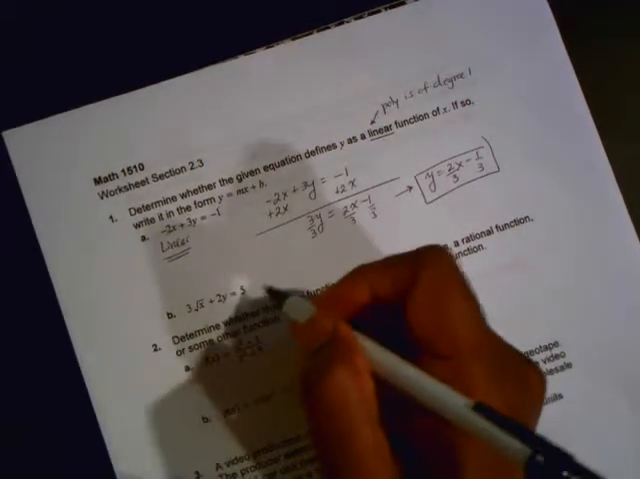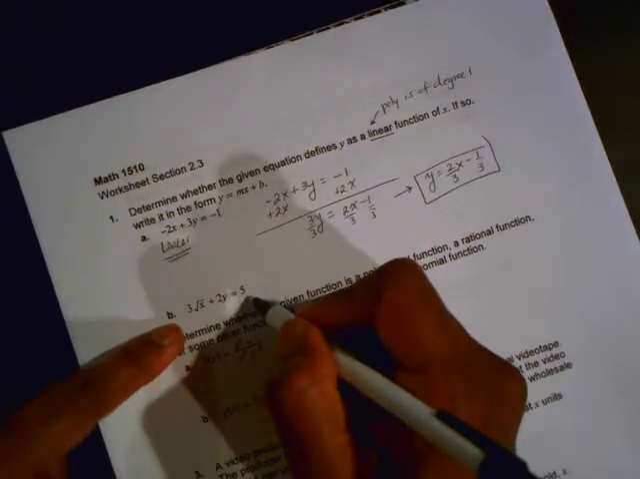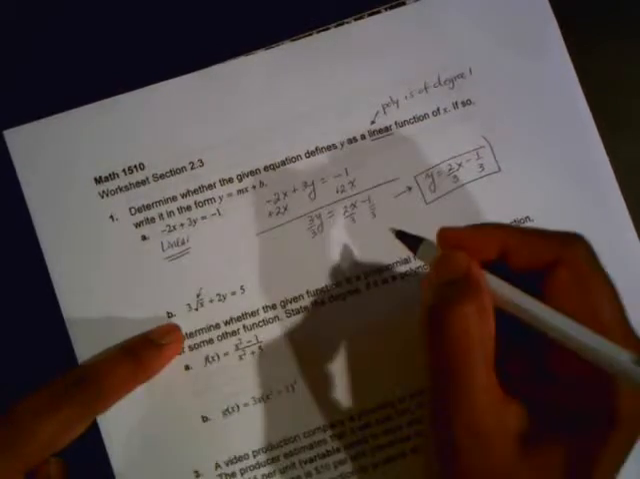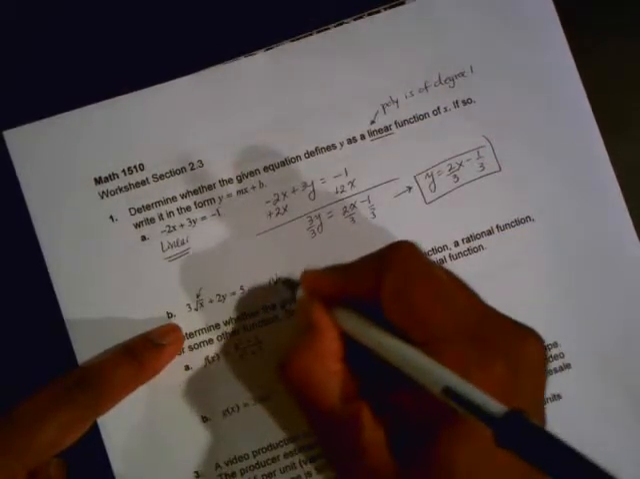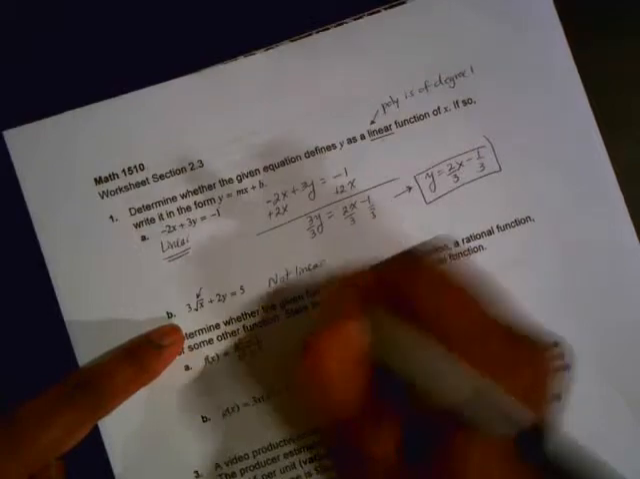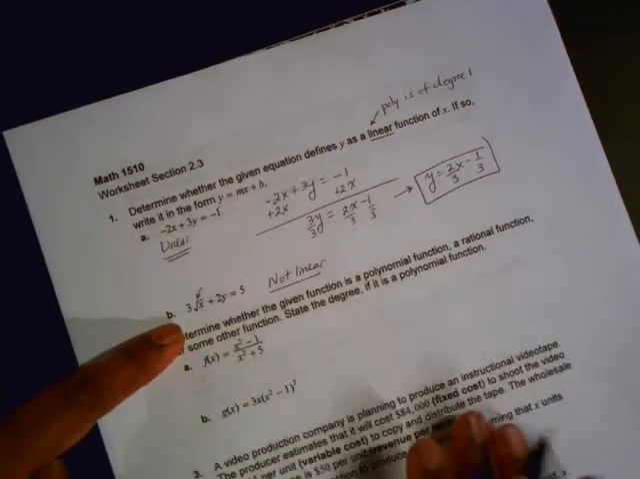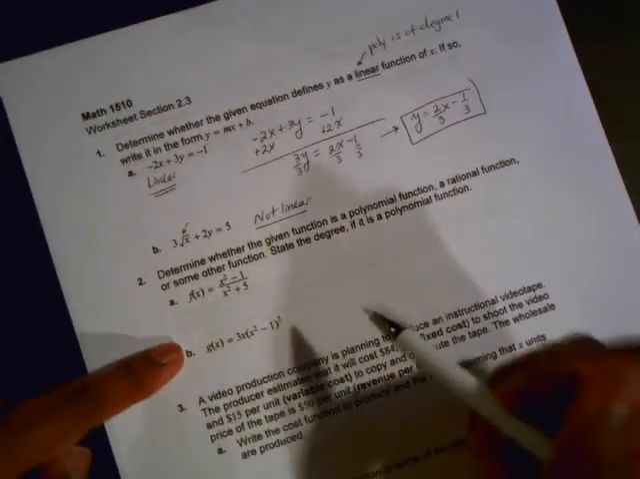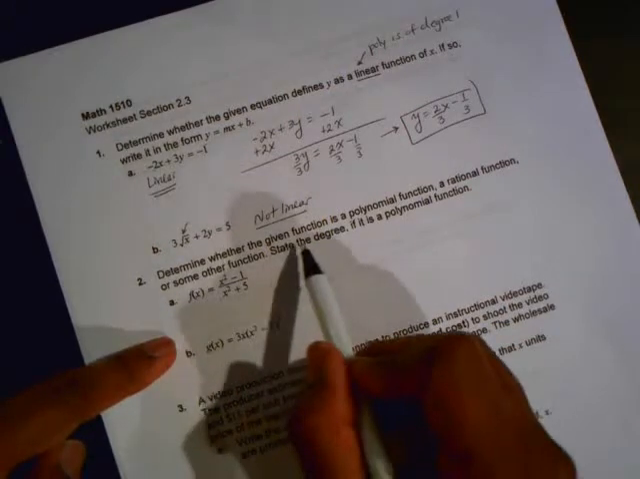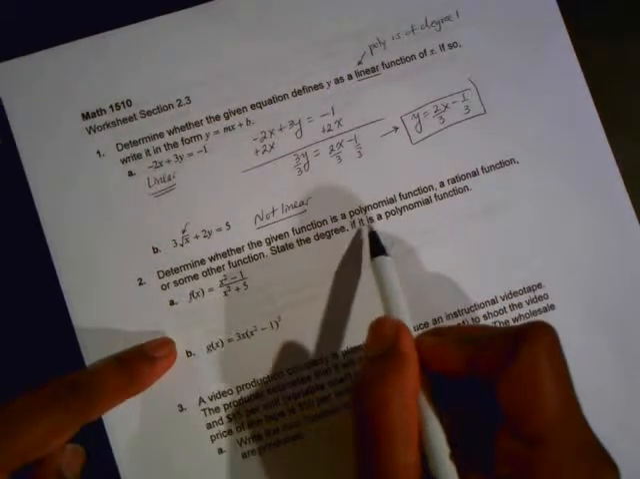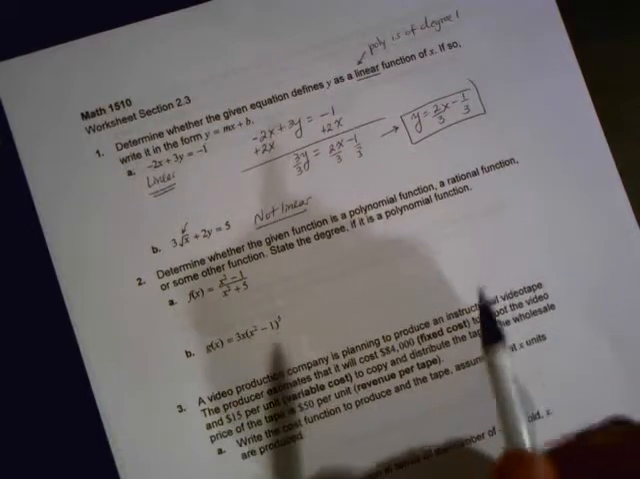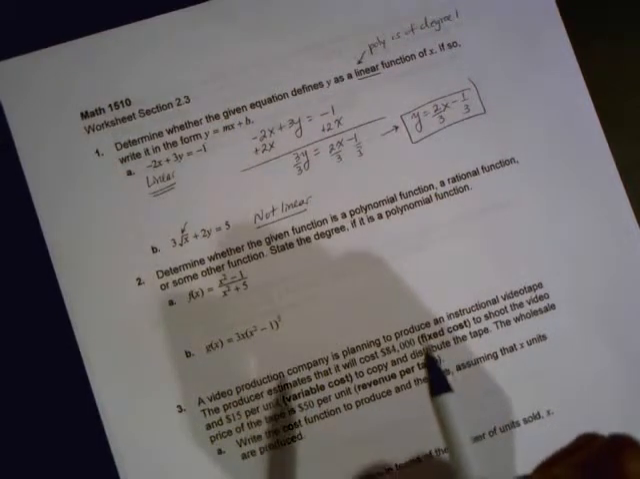For the next question, this is not linear since you have a square root. Okay, so not linear. And since it isn't linear, we don't need to go ahead and do the next part. The next question says, determine whether the given function is a polynomial function, a rational function, or some other function. State the degree if it is a polynomial function.